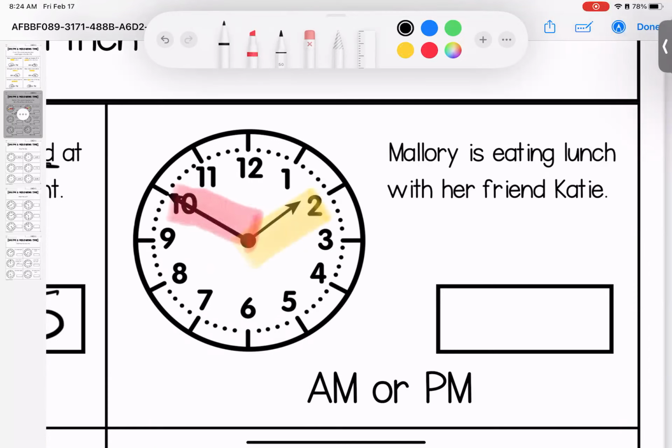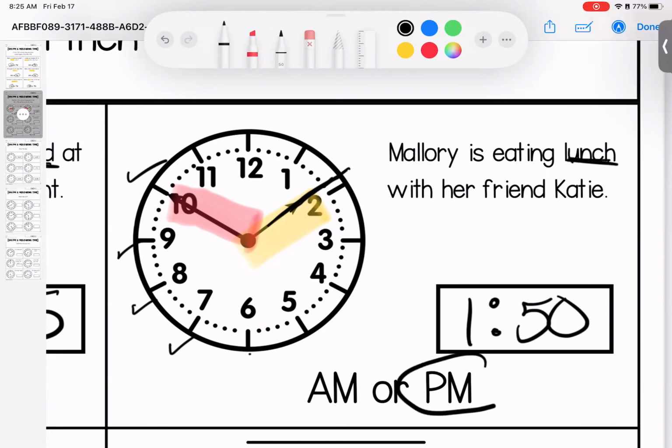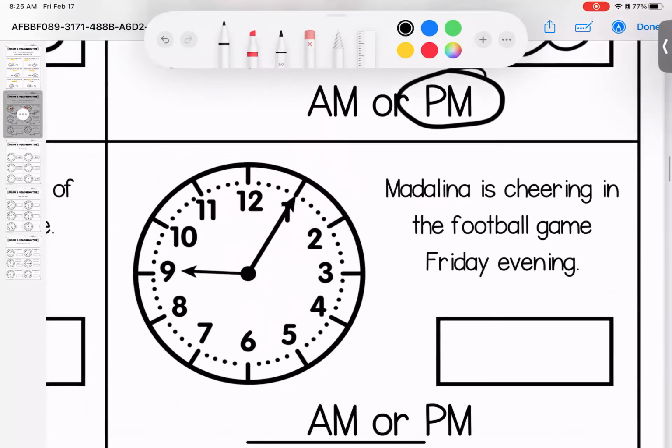All right, looking at our minute hand and our hour hand, yellow for the hour, red for the minute. Checking our time. It is past the 1, but not yet to the 2. Remember, we can extend these if it helps us. We can see it's in front of the 2. So the hour is at 1, and it's 1 what? It goes to the 50. We know the 6 is 30. We can count it from there. 35, 40, 45, 50. 1:50. At this time, Mallory is eating lunch with her friend Katie, so we're going to say it's PM. At 1:50 a.m., we should be sleeping.